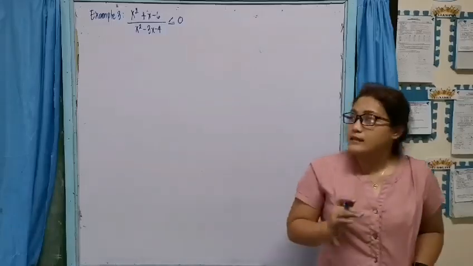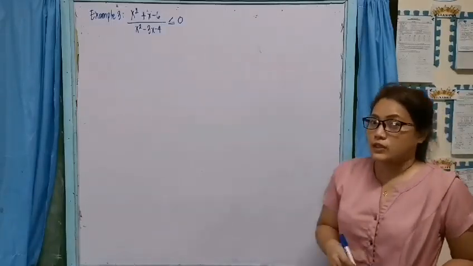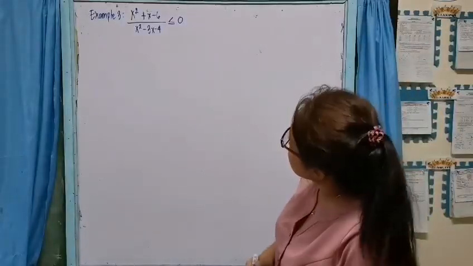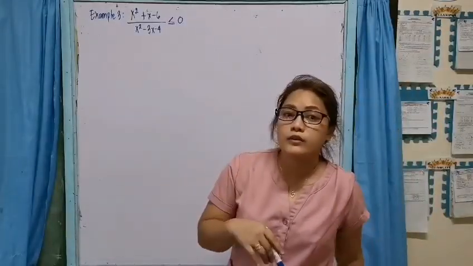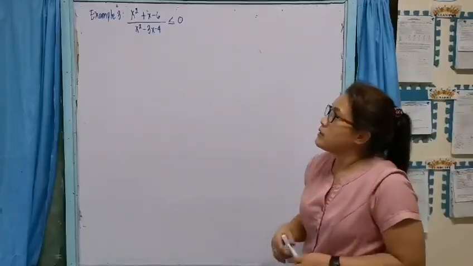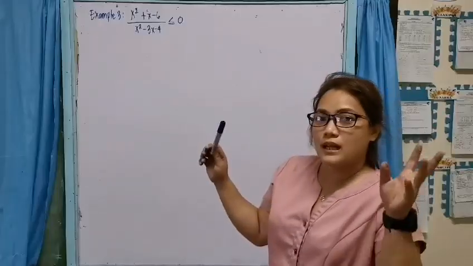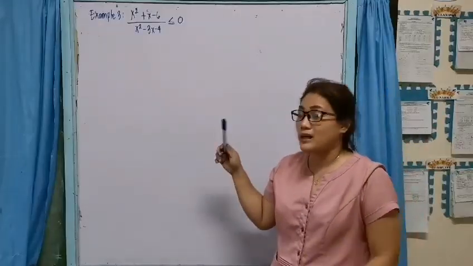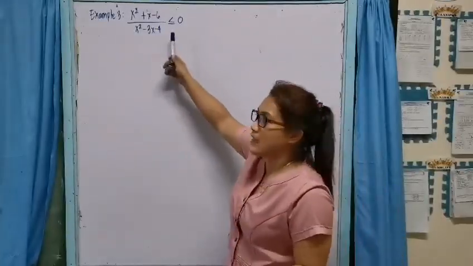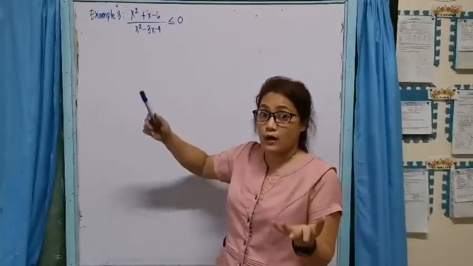To our last example for rational inequalities. We are given x squared plus x minus 6 over x squared minus 3x minus 4 is less than or equal to 0. As you can see, it is very complicated, no? It can be scary. So the best thing, if you're dealing with rational inequalities, is to factor.